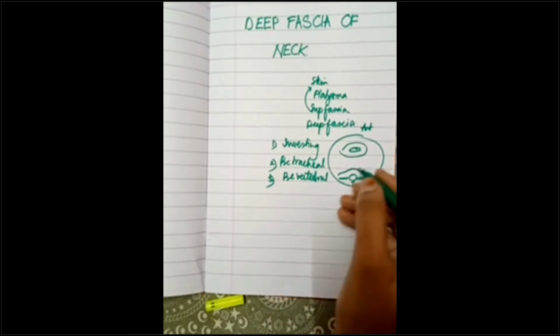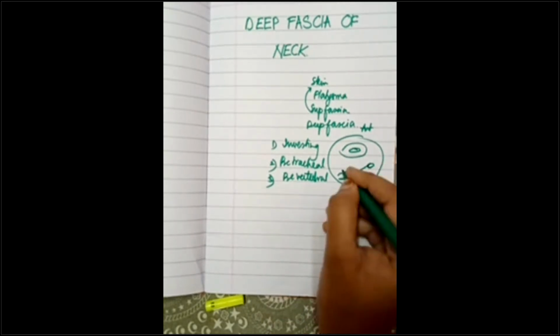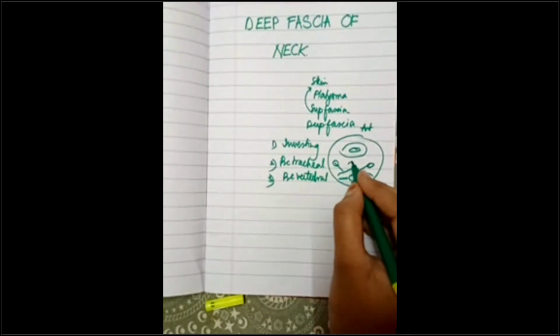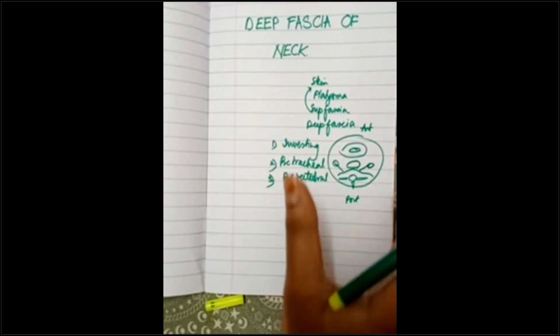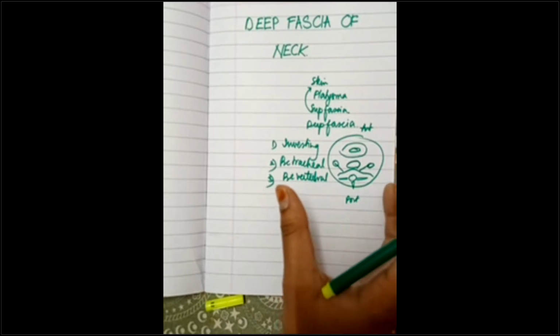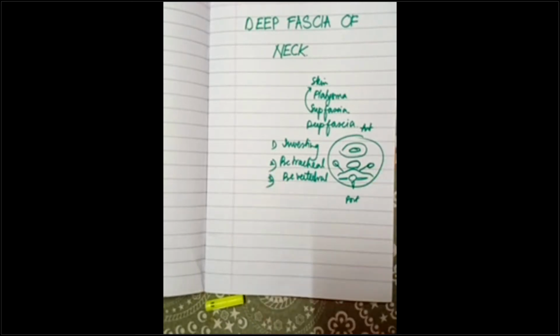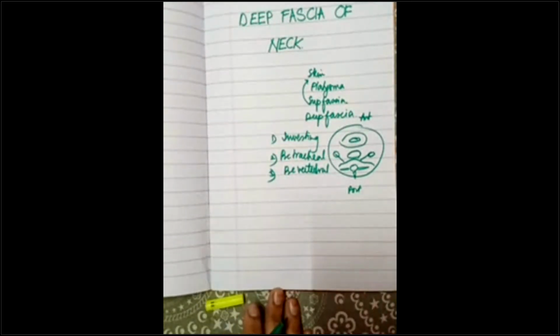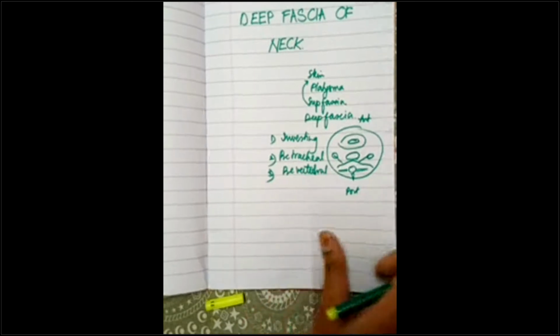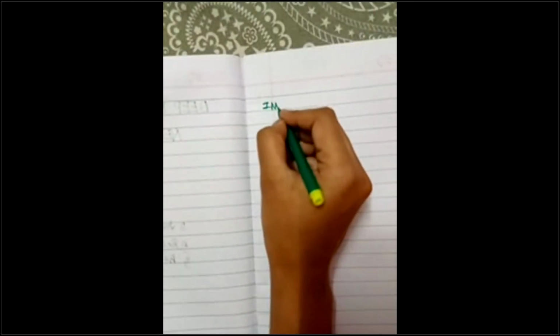There are two modifications of this fascia. One is your carotid sheath on both sides, and the other is your buccopharyngeal fascia, which extends from the base of the skull to the muscles of the pharynx. So let us see every layer in detail. First, going to your investing layer.